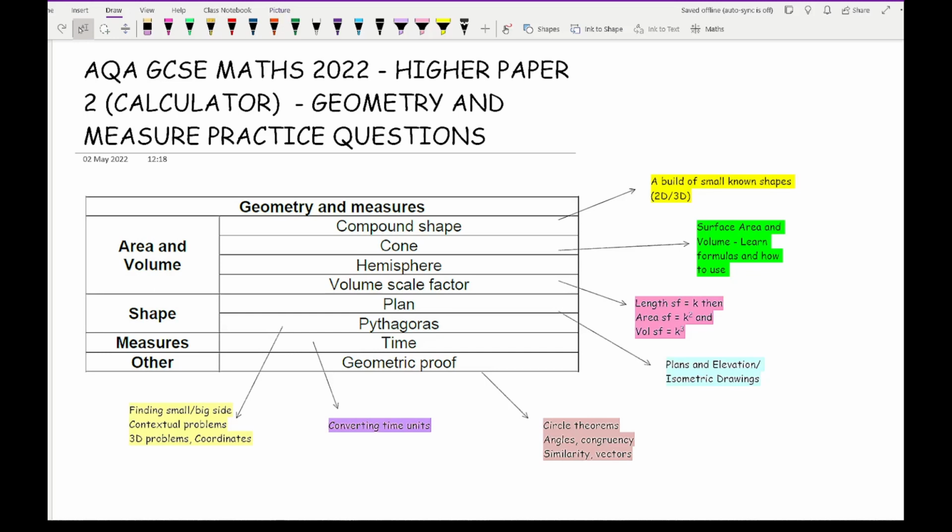So compound shape is basically a shape that is made up from smaller known shapes, and this could be either 2D or 3D. So for example, a combination of triangles and rectangles, or semicircles and rectangles, or triangles and cubes and pyramids and cones and cylinders, etc.